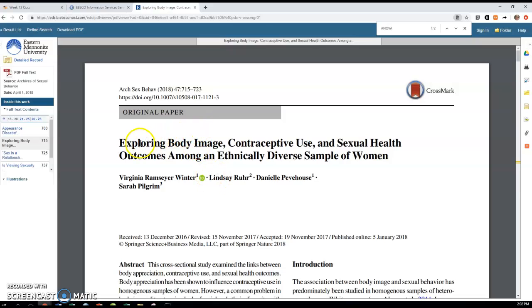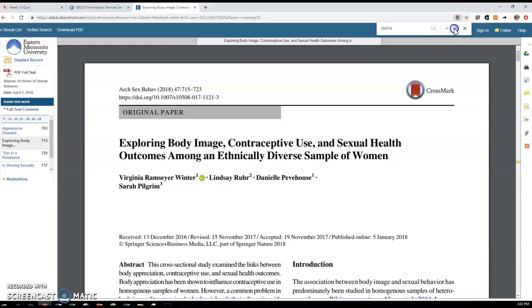So we're going to take a look here at a research article. ANOVAs get reported in many different ways. This is a common way that they get reported. This particular article looked at body image, contraceptive use, sexual health, and specifically what they wanted to add to the research literature is they were going beyond just white women. So a lot of previous research had done a similar thing, but only looked at white women. So they included women from a group of different races and ethnicities.